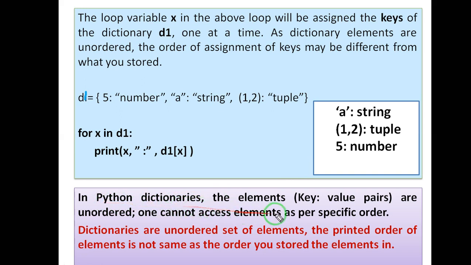So in Python dictionaries, the elements, that is key-value pairs, are unordered. One cannot access elements in a specific order, but a list is ordered, so it will be in a specific order. Since a Python dictionary is unordered, one cannot access elements in a specific order. So dictionaries are unordered sets of elements. The printed order of the elements is not the same as the order in which you stored them. So it will not display the values in the same order in which you stored them, but it will display all the values. Okay.